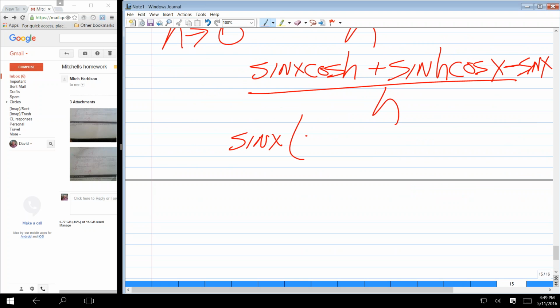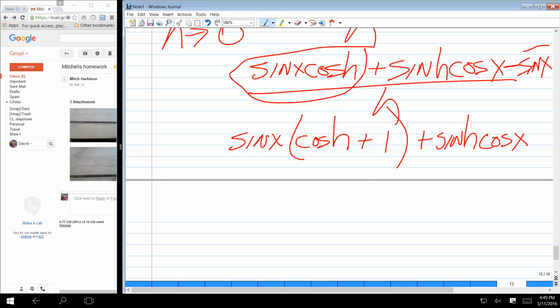What's left over? Cosine of h, plus sine of h, plus the rest of it. You see how I did that step? In other words, I combined that, and then I factored it. And in fact, I didn't do it right. This is a minus sign. Okay. In other words, this bottom line should be the same as the top numerator. And I'm still dividing by h.